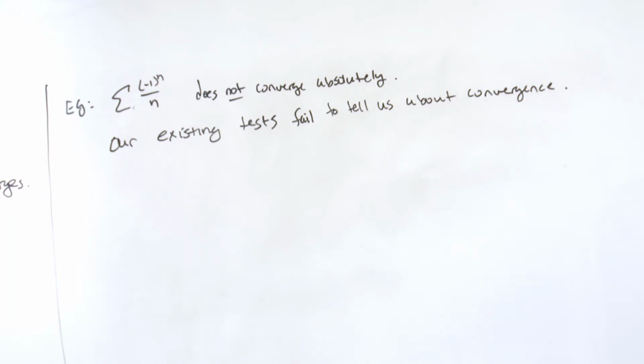So if we want to look at real-life things where terms can bounce between positive and negative, we need a test that is going to allow for that. And this is your alternating series test.